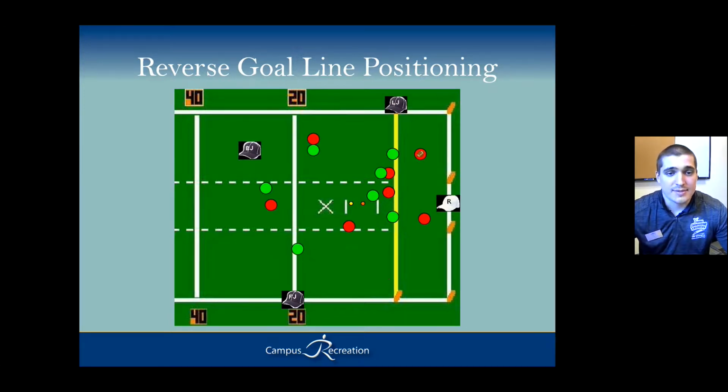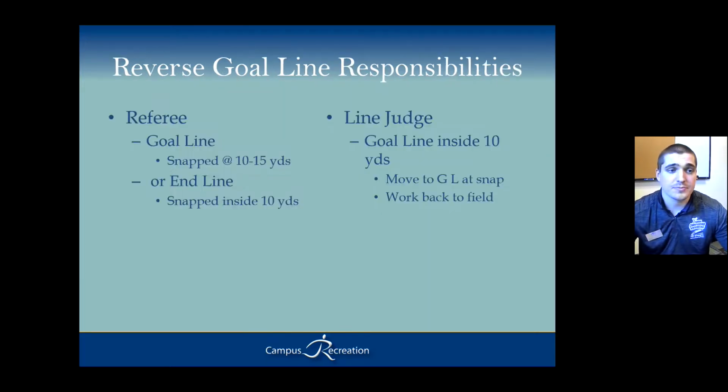See that graphic: at the snap, you'll see the line judge back up to the goal line, and then on a completed pass, they're going to run and take that spot at that point. So the referee, being behind the play, if the ball is snapped between 10 and 15 yards, will be starting on the goal line. If it's inside of the 10, then they'll be starting all the way in the back of the end zone.